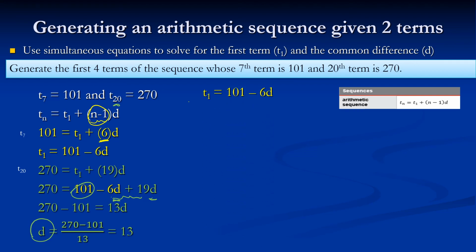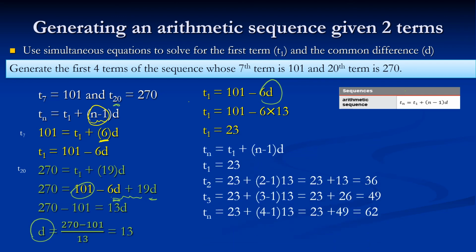Now I know what D equals, I can go back to my first formula and substitute in 13 for where I see D. So I'm just saying, well, it's 101 minus 6 times 13. So that will give me 23. Now I can just substitute that into the arithmetic sequence formula and find the next 3 terms. So I know the first term, and then I can just go and collect the next 3 terms.